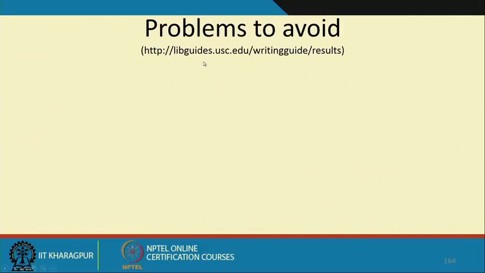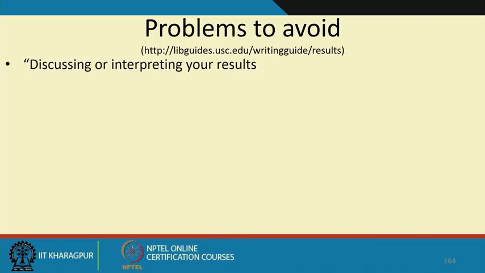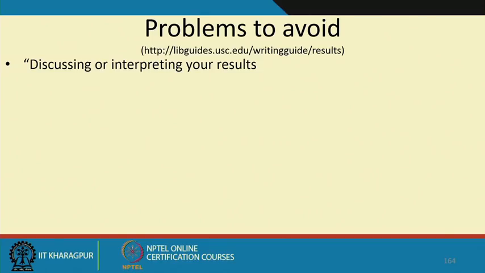Now, some of the problems to avoid when writing a results section are: you avoid discussing or interpreting your results. When you write up a results section, you avoid discussing your results in light of the available literature. You describe your results, but you don't say how or why they should be considered valid or not valid, or how they tie in with whatever has been done before.